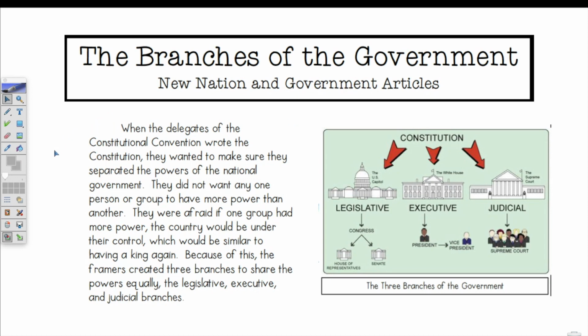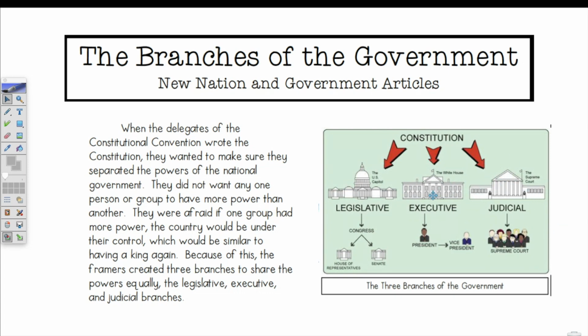When the delegates of the Constitutional Convention wrote the Constitution, they wanted to make sure they separated the powers of the national government. They did not want any one person or group to have more power than another. They were afraid if one group had more power, the country would be under their control, which would be similar to having a king again. Because of this, the framers created three branches to share the powers equally: the legislative, executive, and judicial branches.